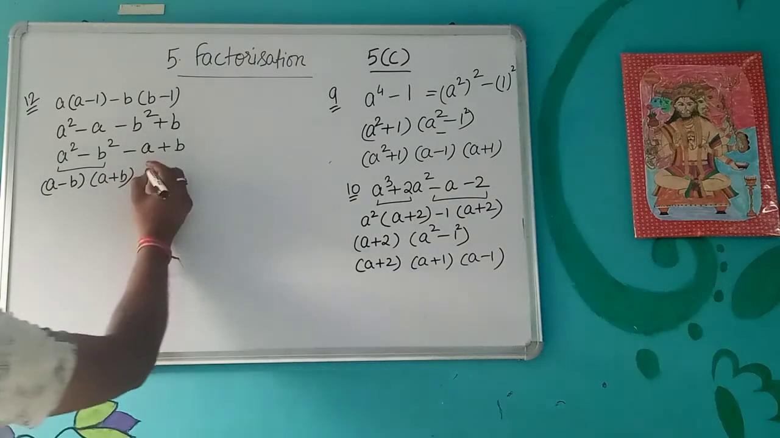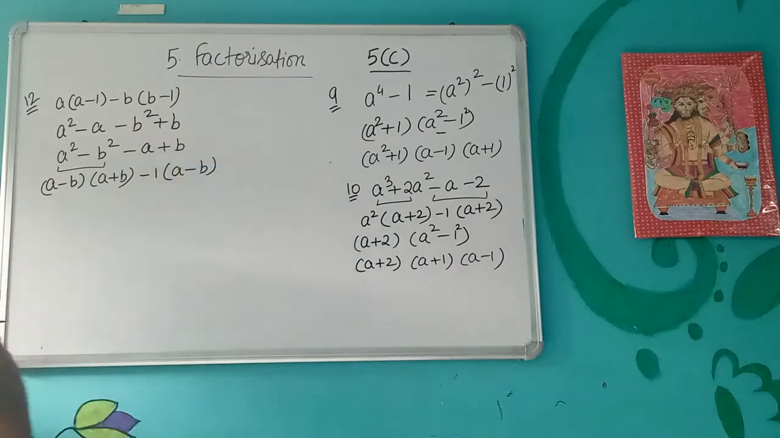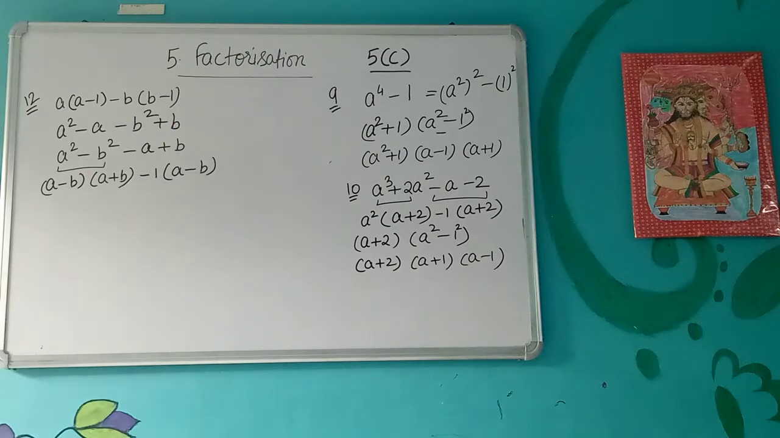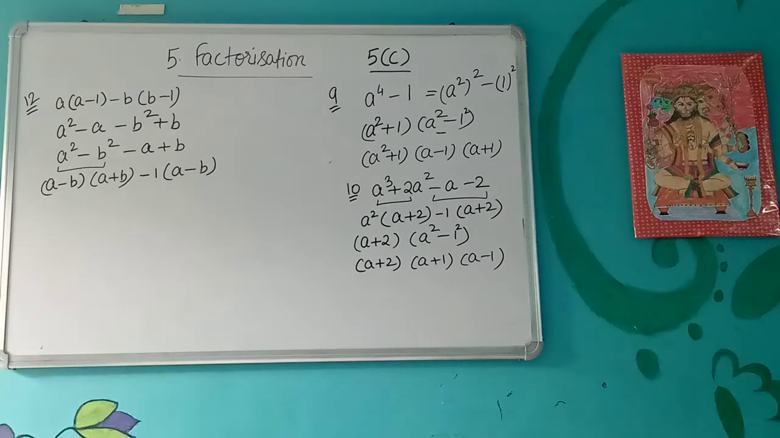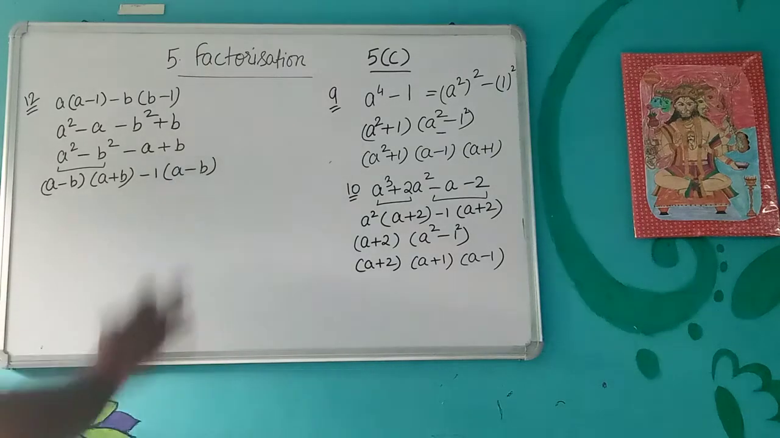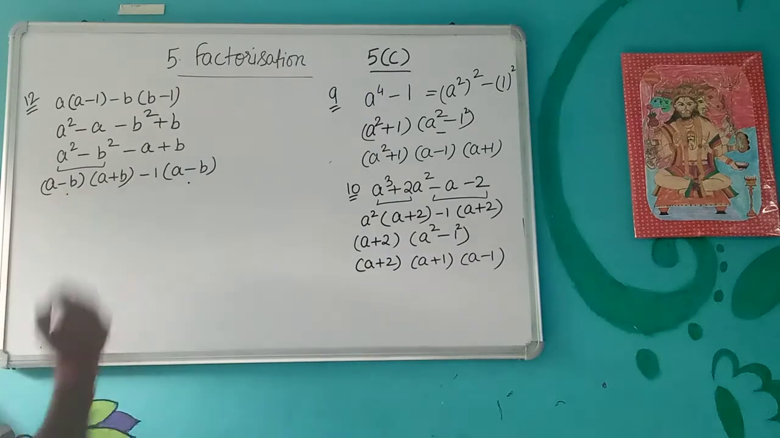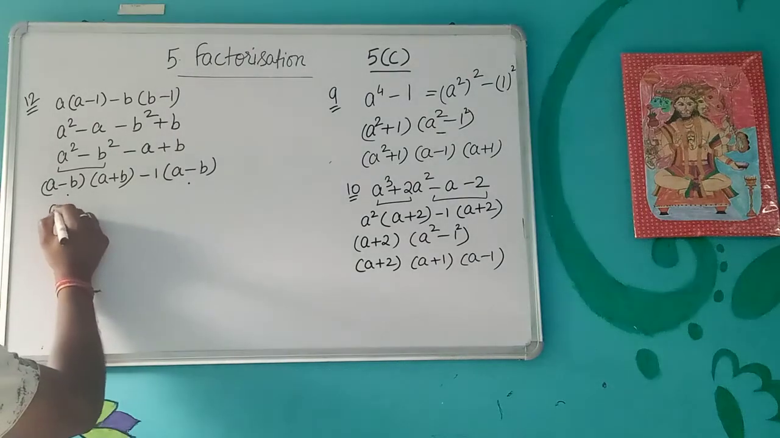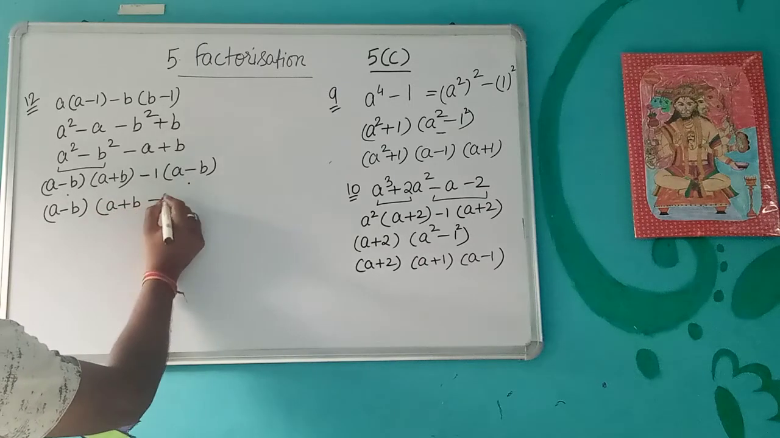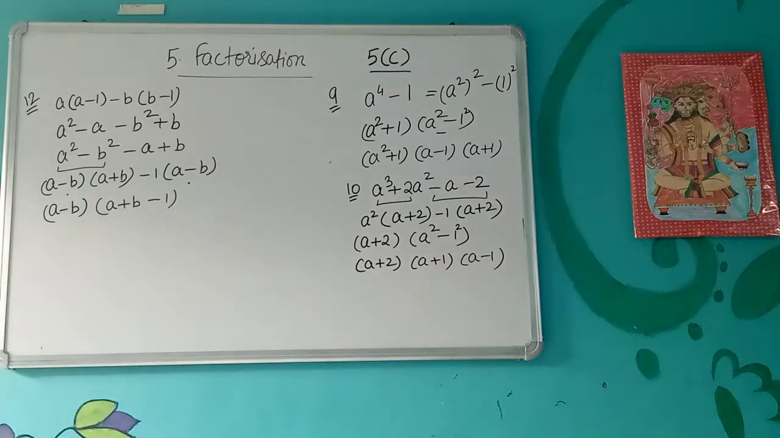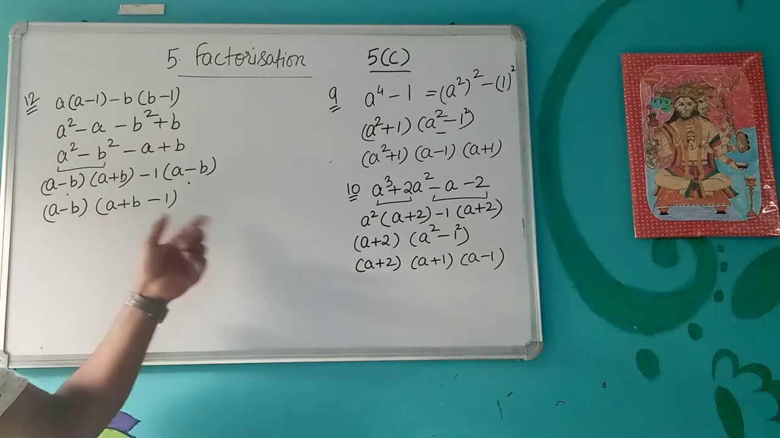And here I am going to take a minus 1 as common. So it becomes a minus b. Now, since factorization is when any algebraic expression can be expressed as two factors of polynomial type, it is not factorized yet. So we are going to take this term as common. If I take a minus b as common, what is left inside the bracket? A plus b minus 1. Now it is expressed in the form of two polynomials, that is a minus b into a plus b minus 1.